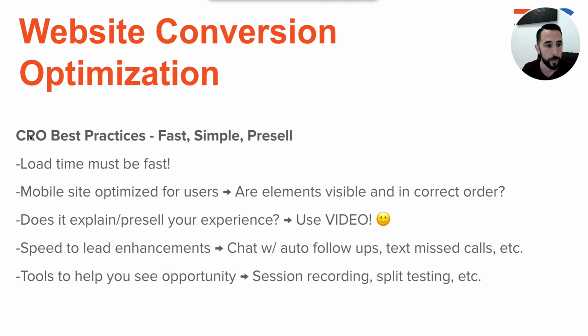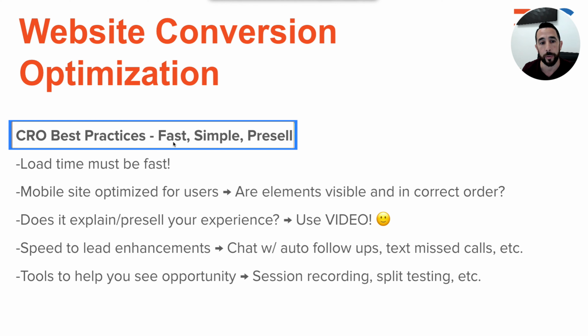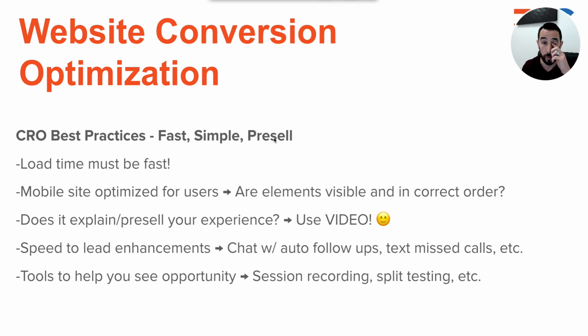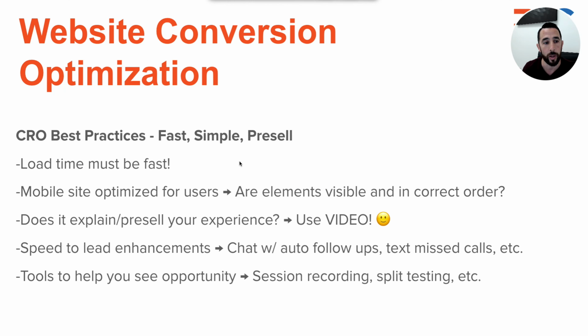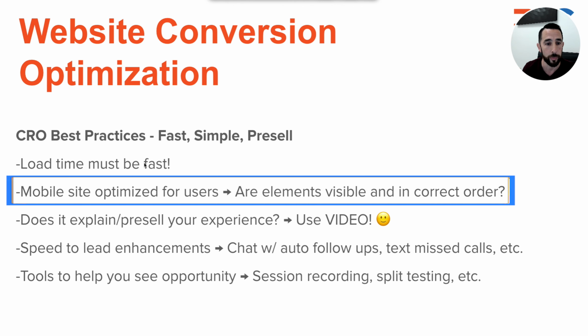So we're gonna talk about some CRO best practices to keep your process, not just website, but process fast, simple, and we wanna pre-sell people. That's a lot more to do with the landing page and the website. So one of the couple of things we want to talk about is load time must be fast. We want to make sure that your website loads quickly because people are not going to stick around to wait for it to load, especially images, things like that. You can lose a lot of conversions. People will not wait. So that's one of the first things on the list.